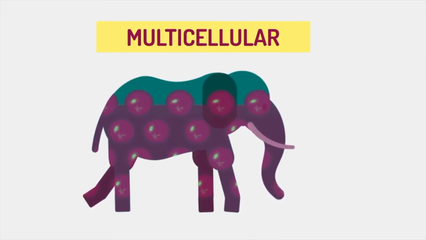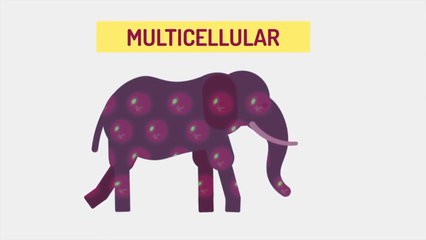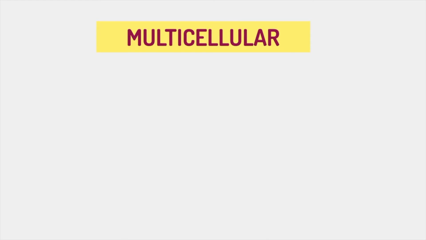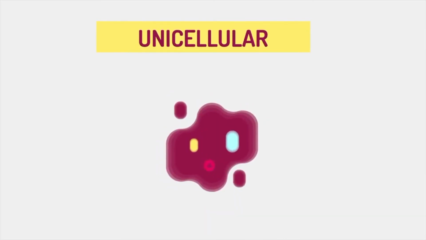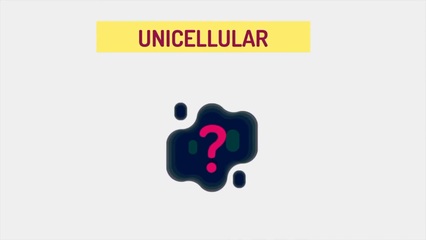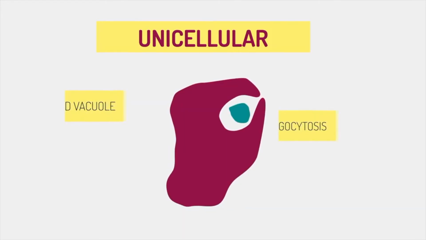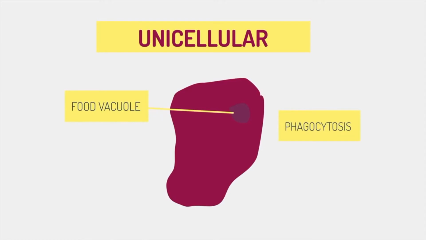Multicellular organisms have long lifespans because individual cells have a relatively small workload, whereas the hard-working single cell of a unicellular organism has such a heavy workload that it can only maintain a very short lifespan. I don't need to tell you how we get nutrition, but how does a single cell manage it? Usually by phagocytosis, where the food is engulfed and then stored in food vacuoles inside the organism.